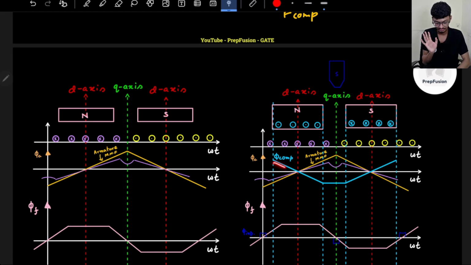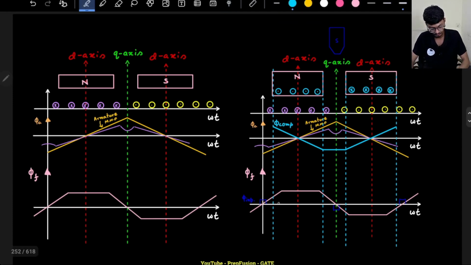It will oppose the armature flux in the pole tips, because in the q axis we are using interpoles to reduce the armature reaction, but we have to reduce the armature reaction in other places as well. To do that, we will use compensating winding. So this will totally nullify the armature reaction. If you measure the resultant magnetic flux, roughly the shape will be somewhat like this. It will be similar to the field flux roughly.